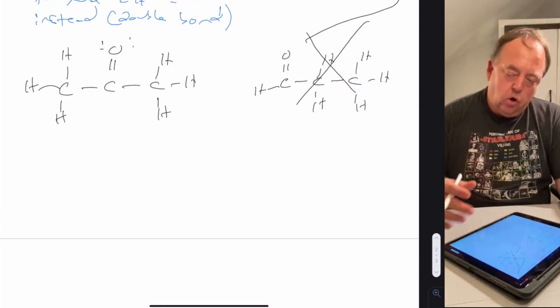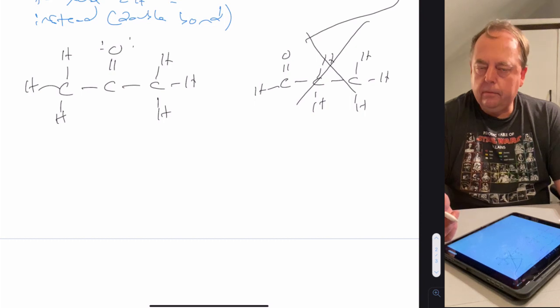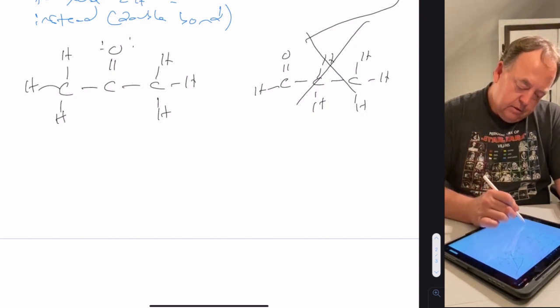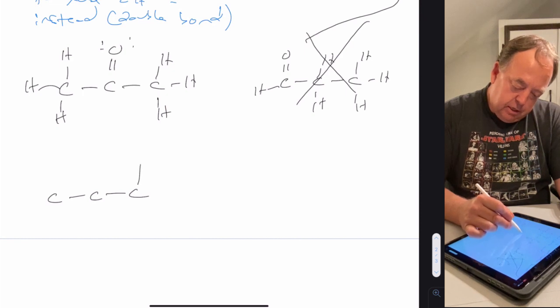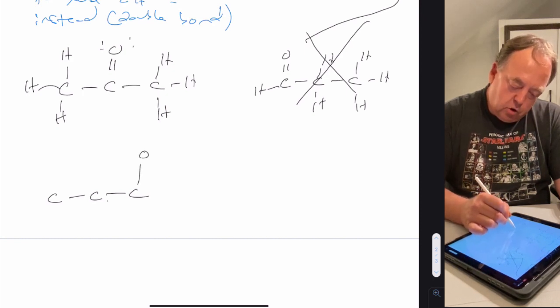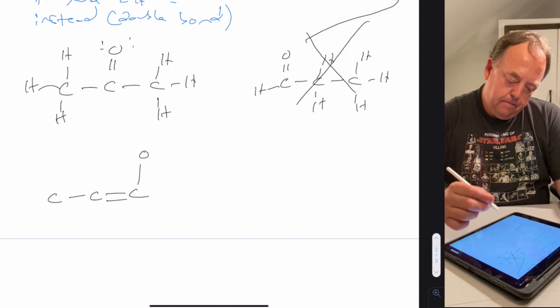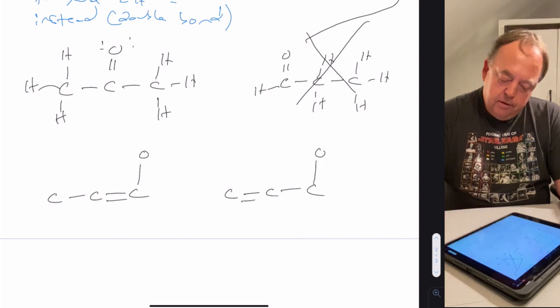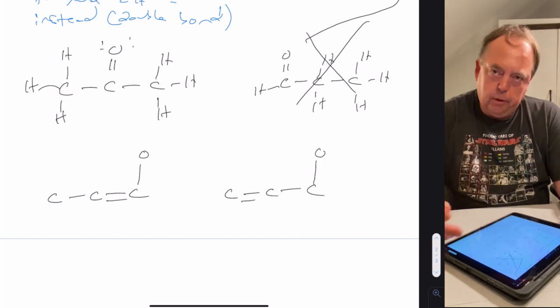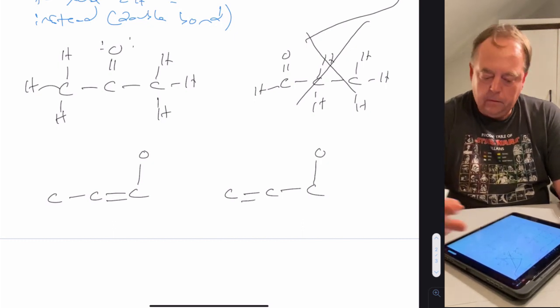Well, you don't have to have a carbon-oxygen double bond. You can have a carbon-carbon double bond instead. So let's go back to our 3 carbons, stick oxygen at the end, but let's have a carbon-carbon double bond instead. And we could have put the carbon-carbon double bond there, or we could have put the carbon-carbon double bond there. 2 places, and that is 2 different molecules.